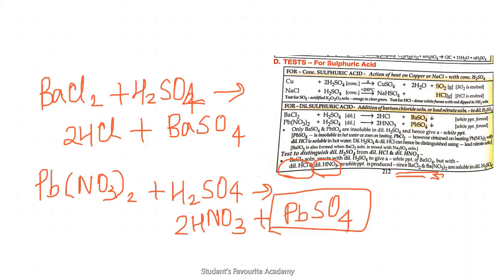And we also discussed BaSO4, children. BaSO4 forms a precipitate only with dilute sulfuric acid, and it does not form any precipitate with HCl or HNO3, because whatever chloride or nitrate form is formed is soluble in dilute H2SO4. So these are the tests for sulfuric acid.